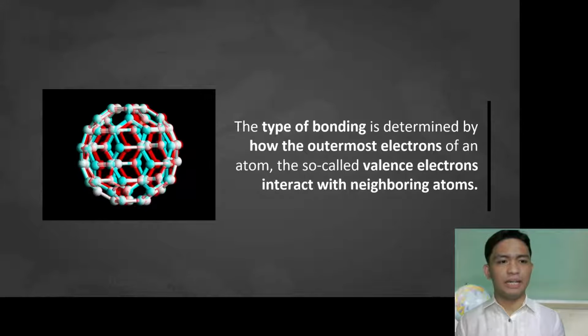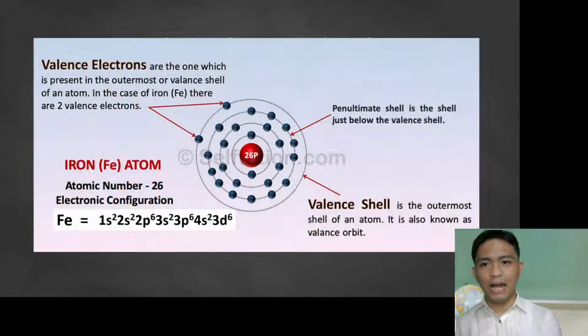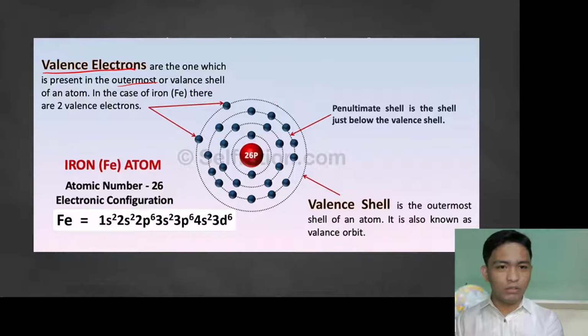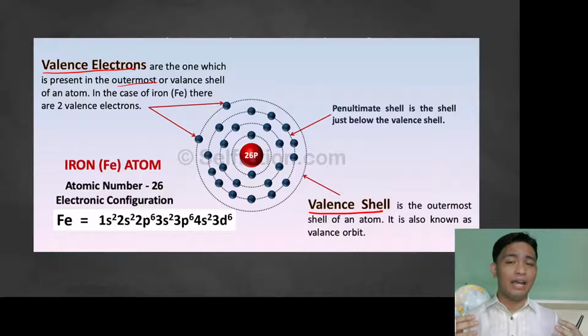Okay, the type of bonding is determined by how the outermost electrons of an atom, the so-called valence electrons, interact with neighboring atoms. Kanina nabanggit natin, di ba? Itong mga neighboring atoms na to, these outermost electrons, they get attracted to the nucleus of the neighboring atoms. So ang tawag pala sa mga electrons in the outermost shell ay valence electrons. Valence electrons kasi yung outermost shell na yan, ang tawag naman ay valence shell. So, balikan natin, outermost shell, pinakamalayo sa nucleus na energy level or shell, that is what we call valence shell.